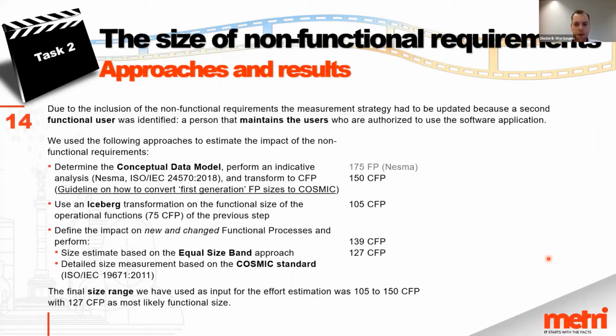So again, for task 2, where we measured the non-functional requirements, we used a number of different methods to determine the full size of the requirements, this time introducing a number of new approaches, such as the iceberg transformation, which tries to extrapolate the data that you don't know, as well as the more detailed function point count as explained. And finally, we ended up with a very likely estimation of 127 COSMIC function points as the most likely functional size for this piece of software, given the functional and the non-functional software requirements.